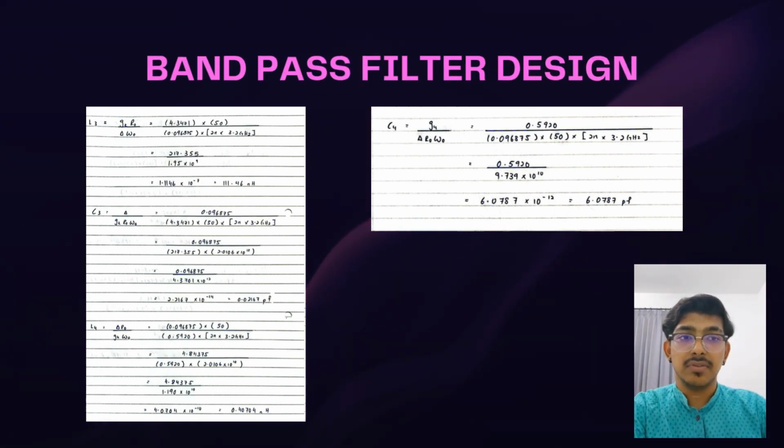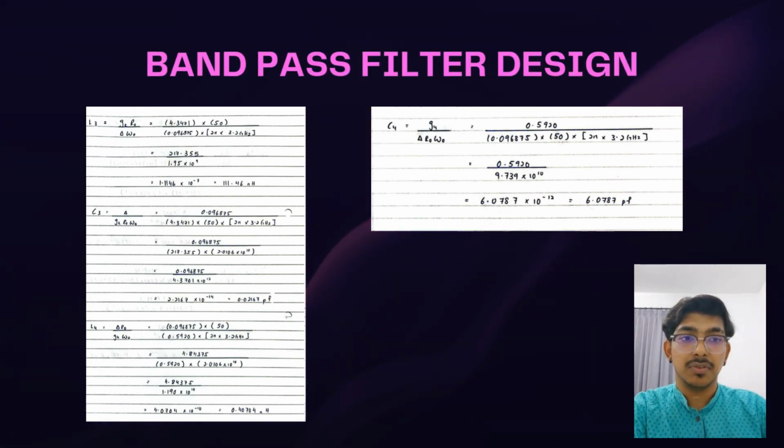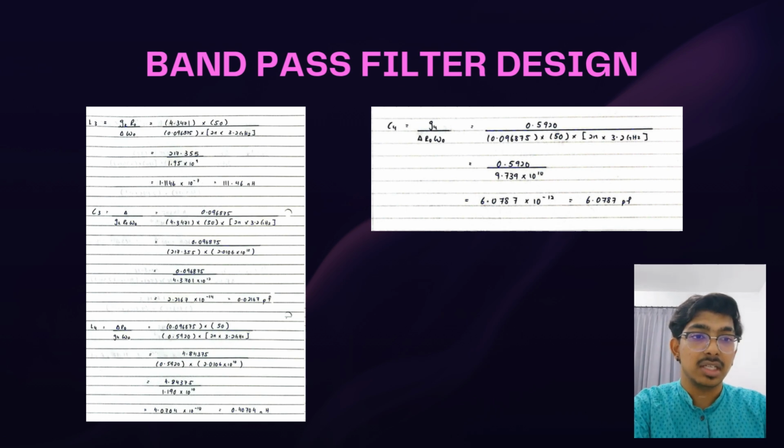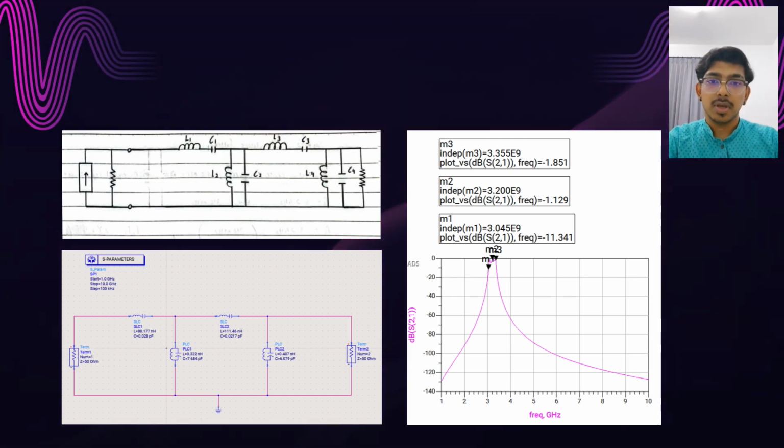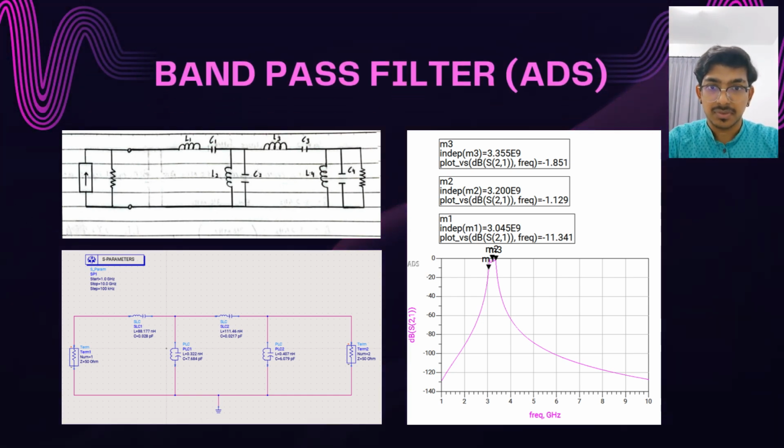Okay, now in this slide we can see the continuation of the calculation from the previous slide. Here we have calculated inductance 3, capacitor 3, inductance 4 and capacitor 4. Okay, now we are moving to the last slide of the bandpass filter.